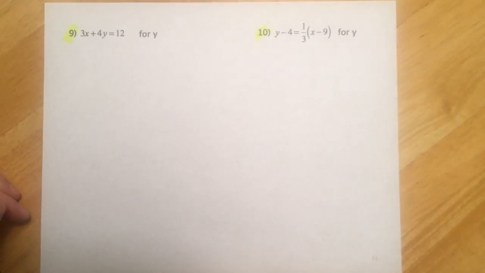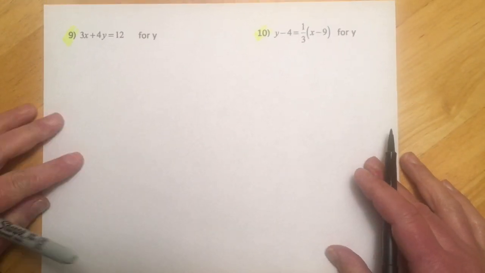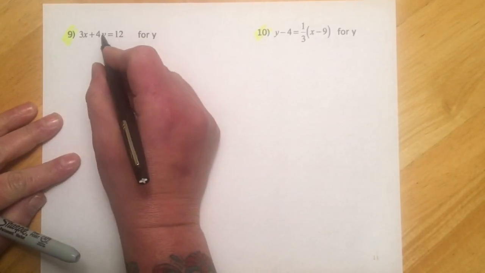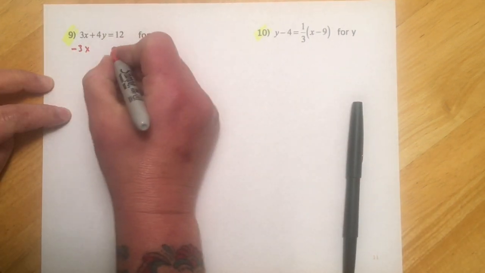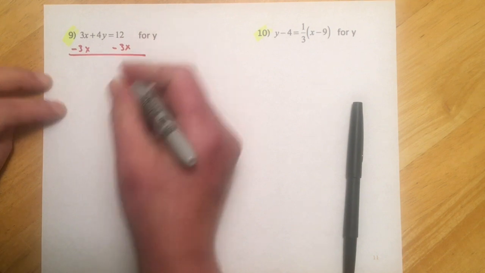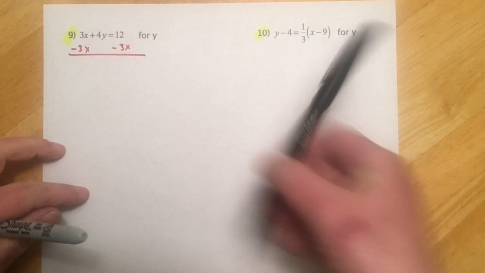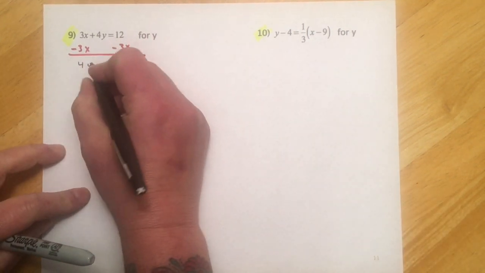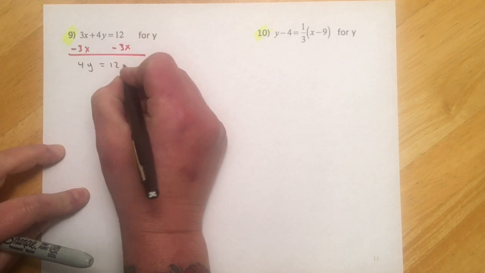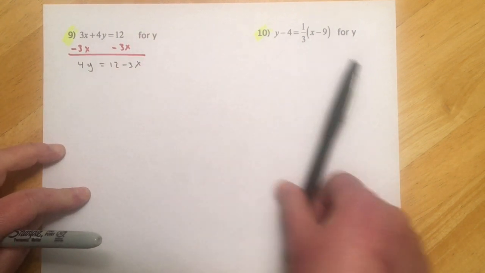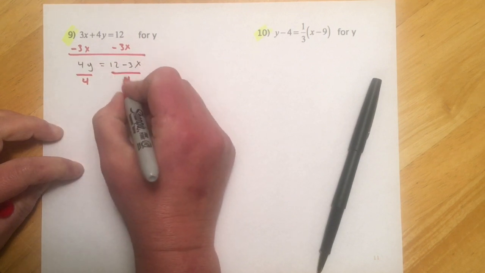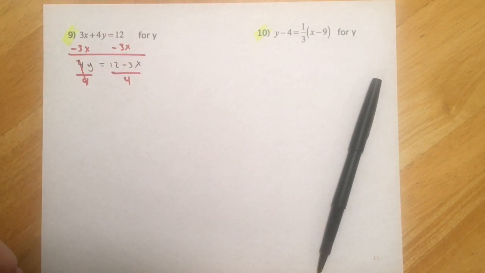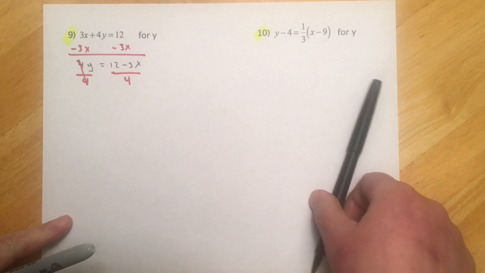Okay, and then these are really similar to those last couple I just did. So solving for y, I will go minus 3x on both sides, and this is going to be 12 minus 3x, and then I'll just divide the 4 over. And then again, I would just stop right here.